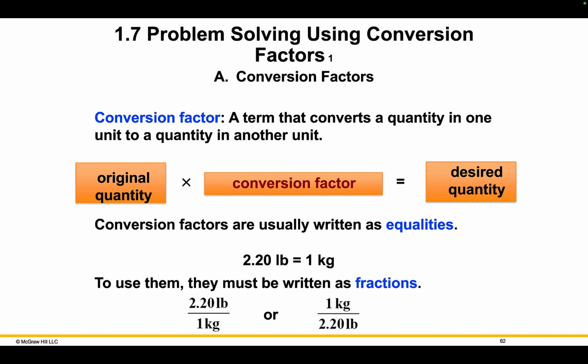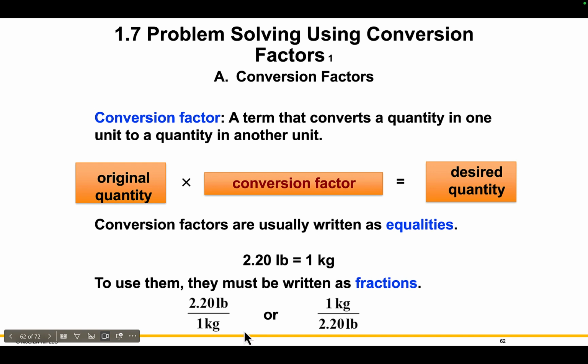So when you solve problems using conversion factors, you're going to take your original quantity and multiply it by your conversion factor to get a desired quantity. Our conversion factors can be written as equalities, and to use them you can write them as fractions. In this case, the conversion that we want to look at is 2.2 pounds is equivalent to 1 kilogram. This is an equality, and we can write it as fractions that we can then multiply by our original quantity to get our desired quantity.